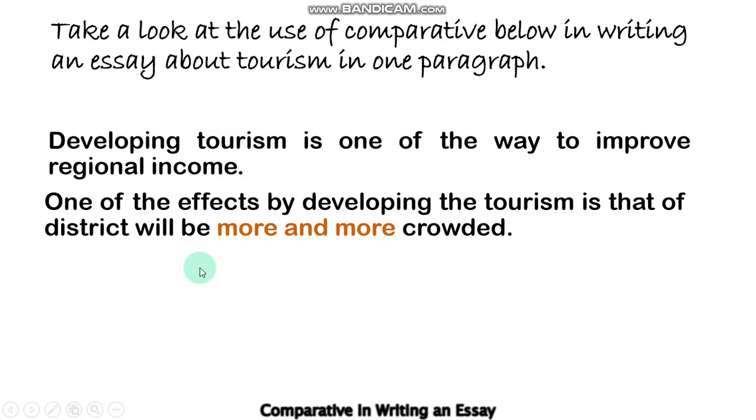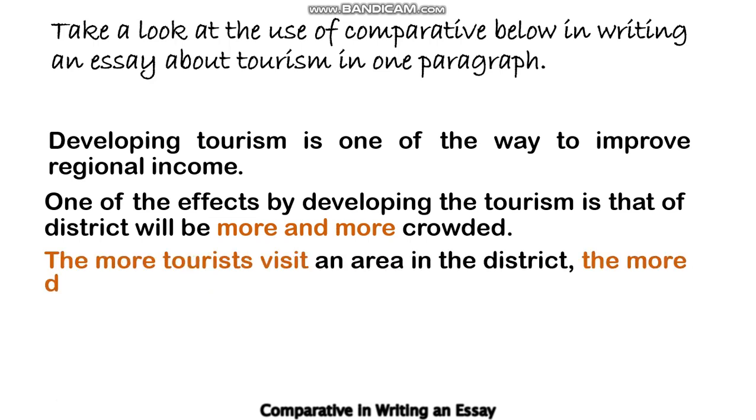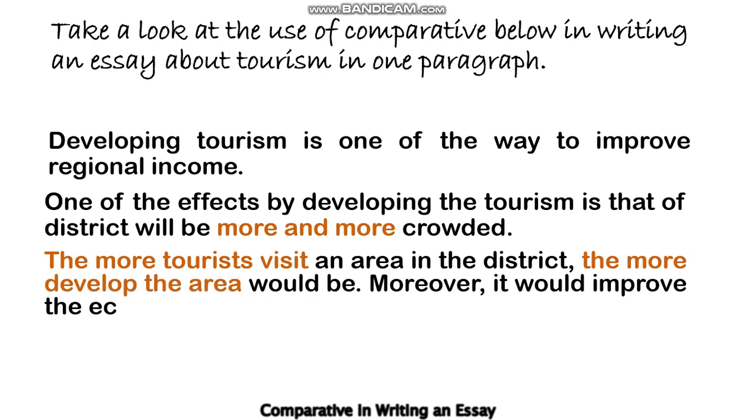The second supporting sentence is: The more tourists visit an area in the district, the more developed the area would be. Moreover, it would improve the economy of people. The more tourists visit, the more developed the area. This supporting sentence is also used to support developing tourism to improve regional income, with the comparative, the comparative, to show proportionate increase.